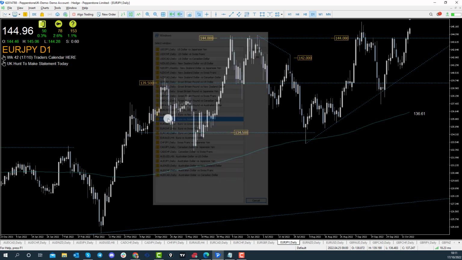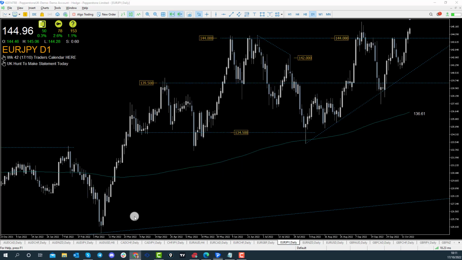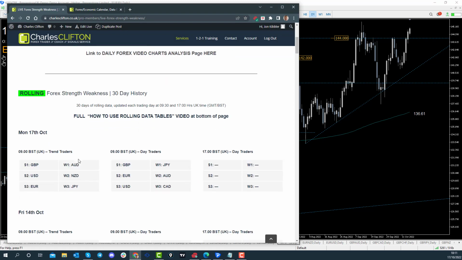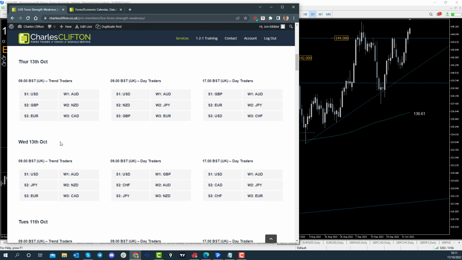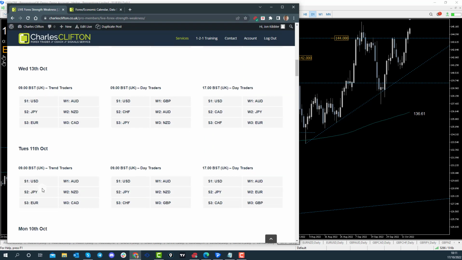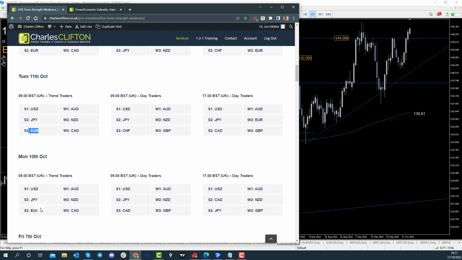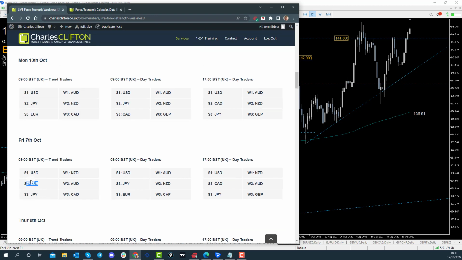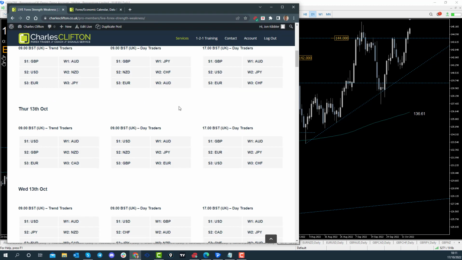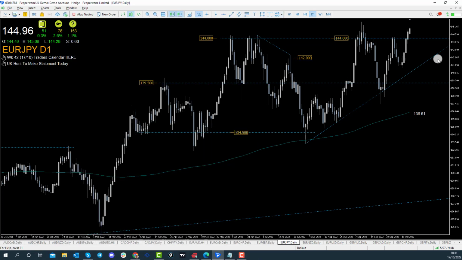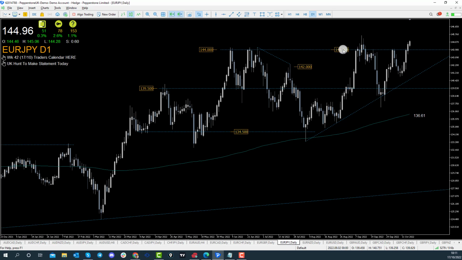Going on to euro yen then. Why are we interested in euro yen? Well, euro our third strongest on the trend traders, second strongest on our day traders. Euro actually been fairly strong for a while. You can see if I just go into the historical 30-day rolling tables, you can see that euro has featured here for quite some time, especially for the month of October. So, euro strength continuing. Euro yen breaking above the 144 handle.